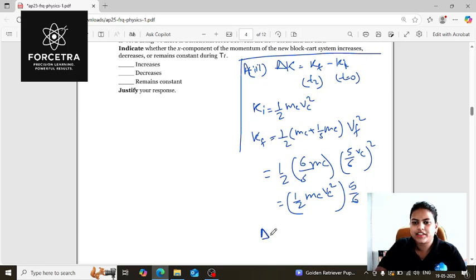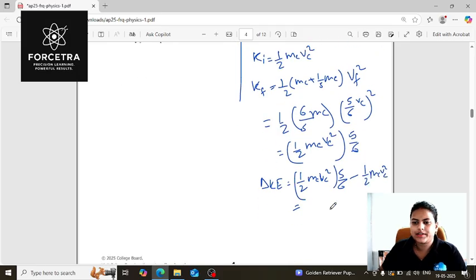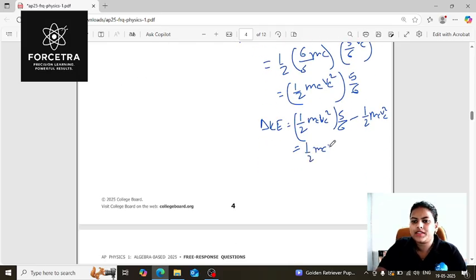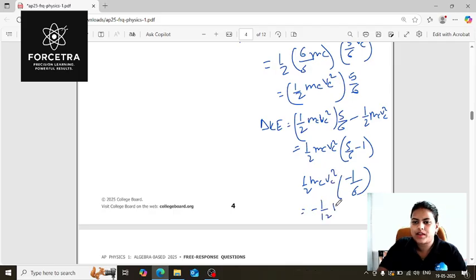So I can write that the change in the kinetic energy would be equal to the final kinetic energy, which is half mc vc square into 5 by 6, minus half mc vc square. When you solve it, it would be half mc vc square times (5 by 6 minus 1), which is minus 1 by 6 into half mc vc square. So it would be minus 1 upon 12 mc vc square. So this is the change in the kinetic energy.